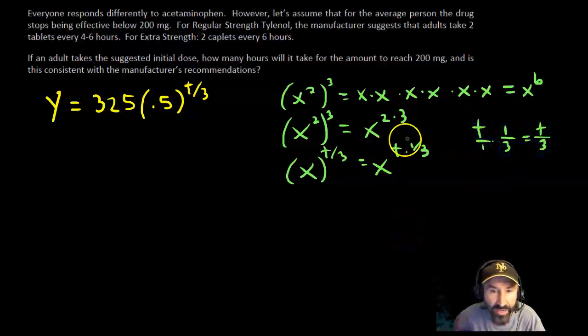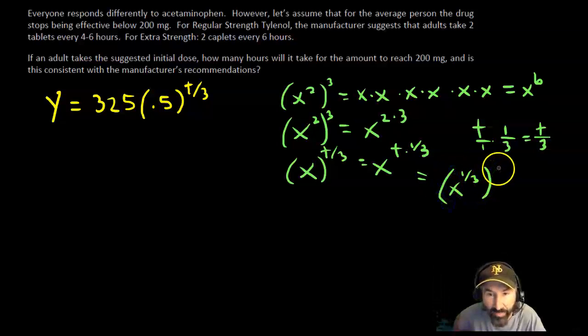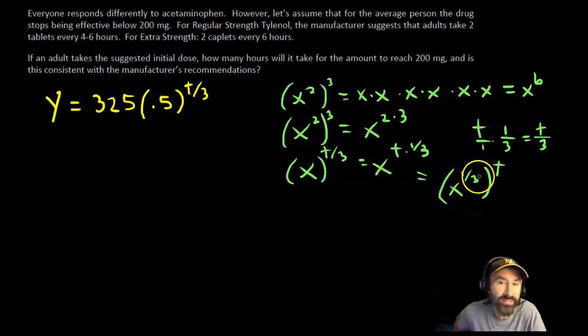The point I'm trying to make is that if I can break it up into two things, then I can make this part equal to x raised to the power of 1/3, and then raise that to the power of t. And now I've got t all by itself. So that's what we're going to do over here.